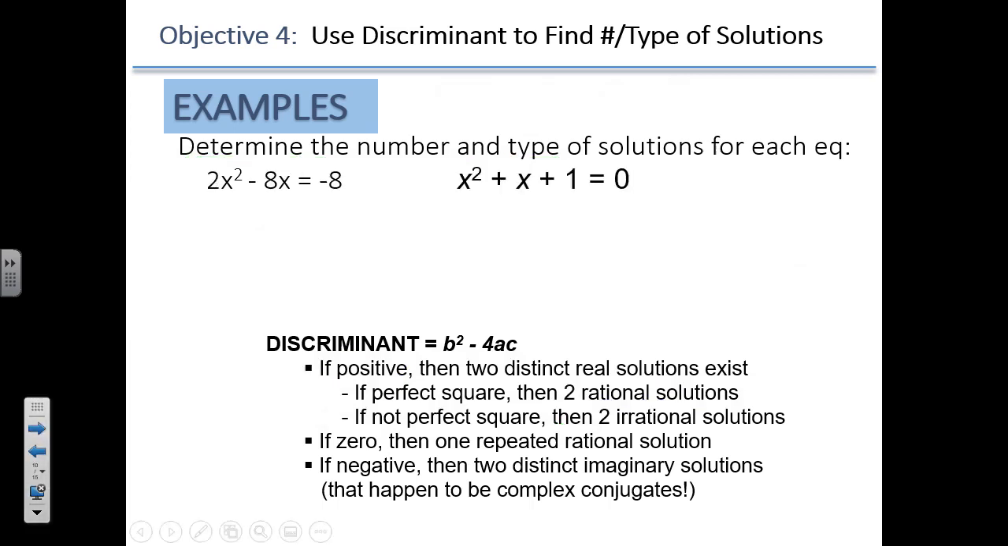Okay, I want you to do these two. Take a minute, pause the video, rearrange these to figure out what your a, b, and c values are, and then find the discriminant and determine which case you have. Unpause the video and we'll work through both of these.